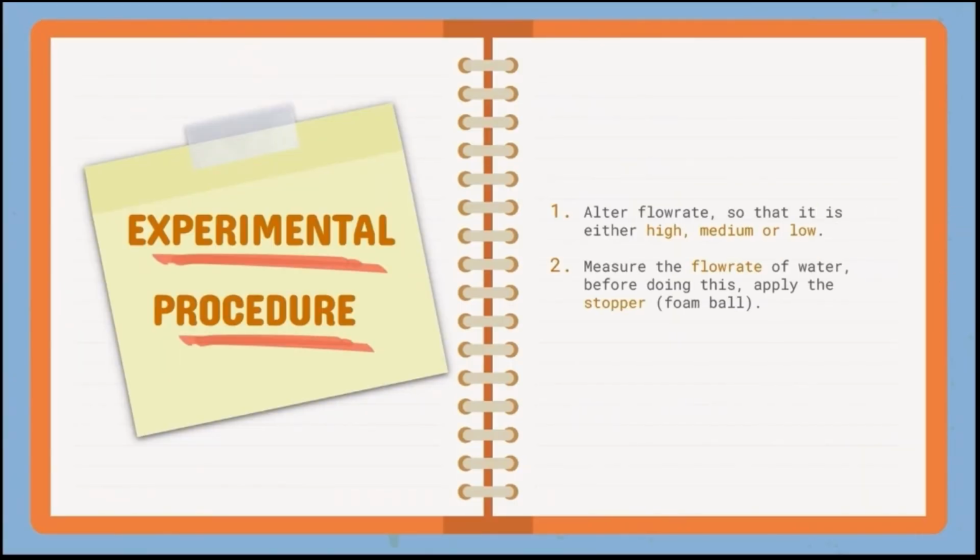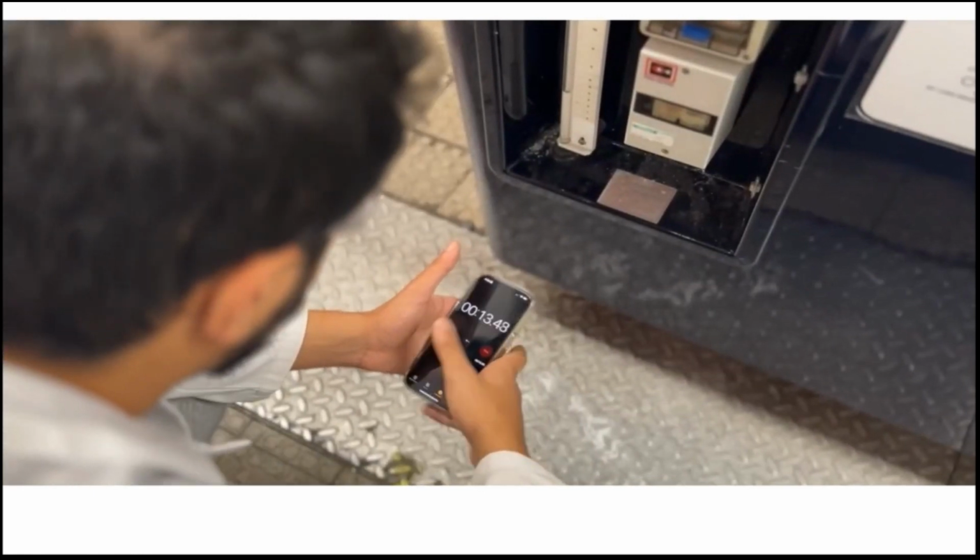For the second step, measuring the flow rate of water, we will use the foam ball as a stopper, which will allow us to measure the flow rate at that specific setting by measuring the time taken for the volume of water to reach 5 liters. And the quotient of the volume over the time taken will give us the volumetric flow rate in meters cubed per second.